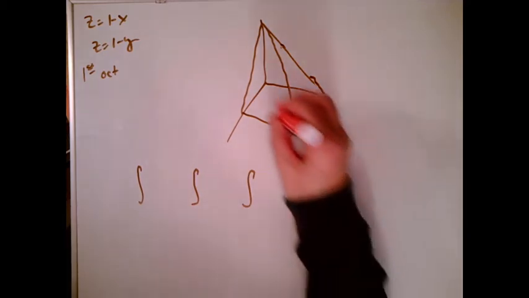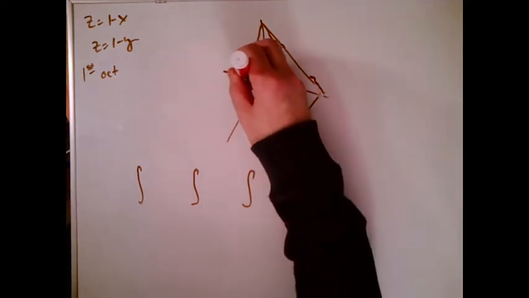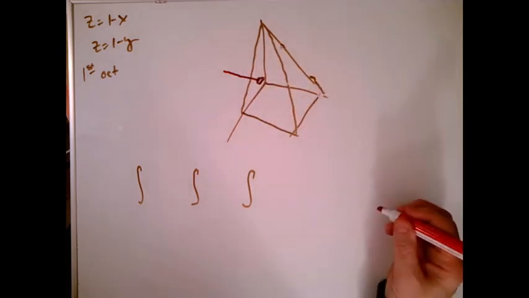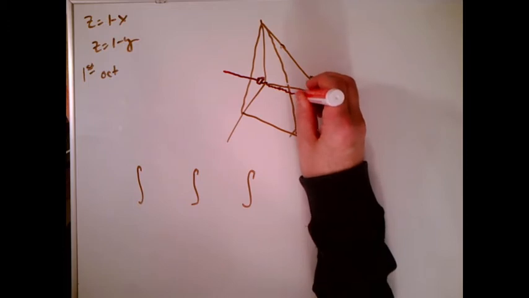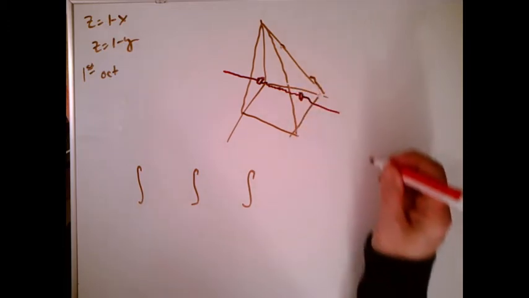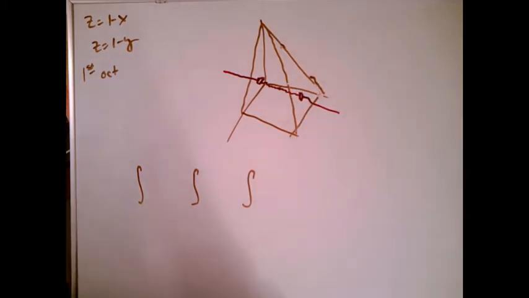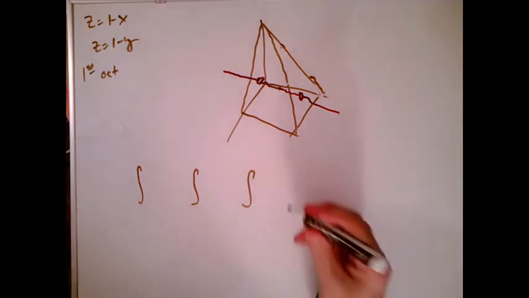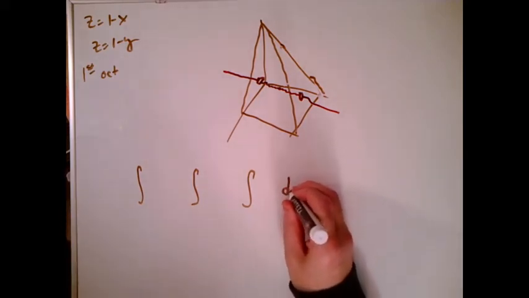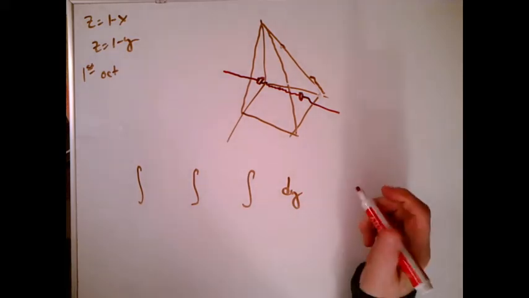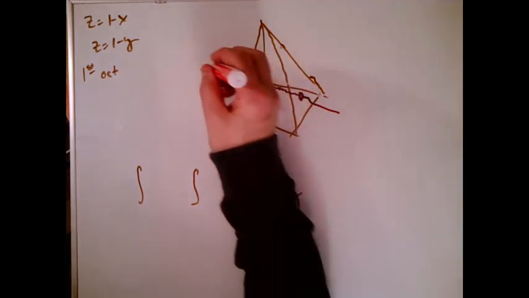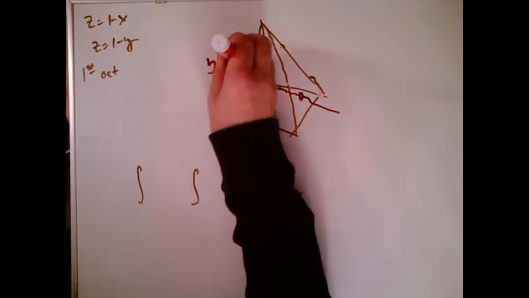Here we go. I draw a line parallel to the y-axis. It enters at the xz plane, and now it stays inside, stays inside, stays inside, and then it leaves on this slanty plane over here. Now I drew a line parallel to the y-axis, so we're doing dy first. And so I need to know what y is as it enters. Well, that's just the xz plane. The equation of the xz plane is y equals 0.